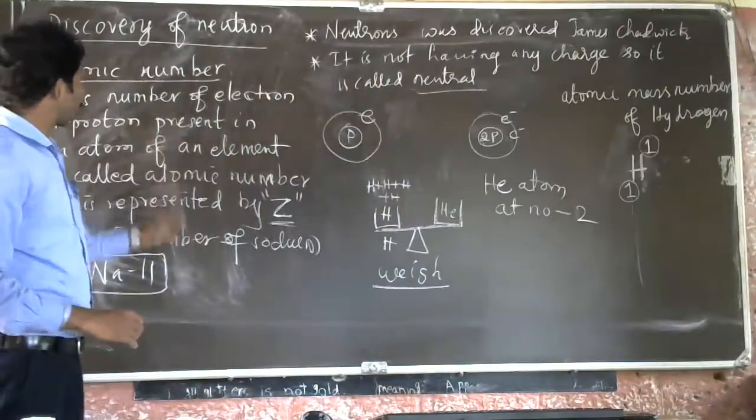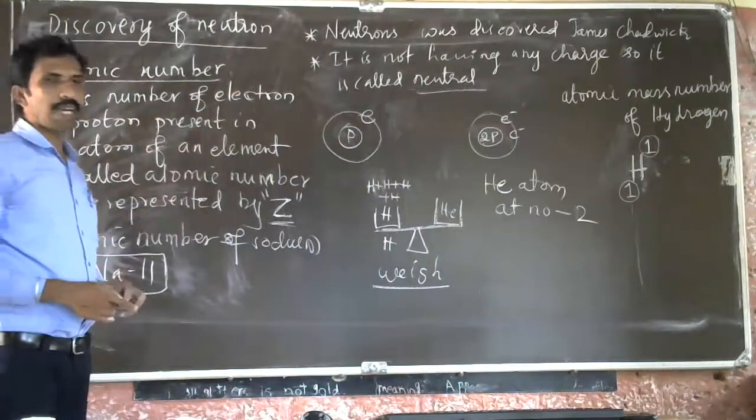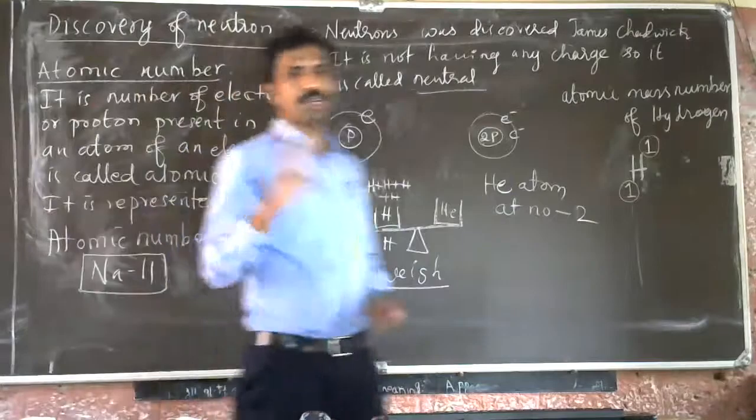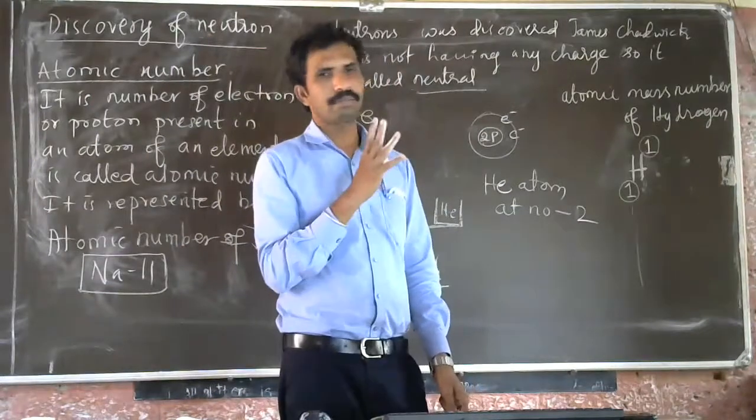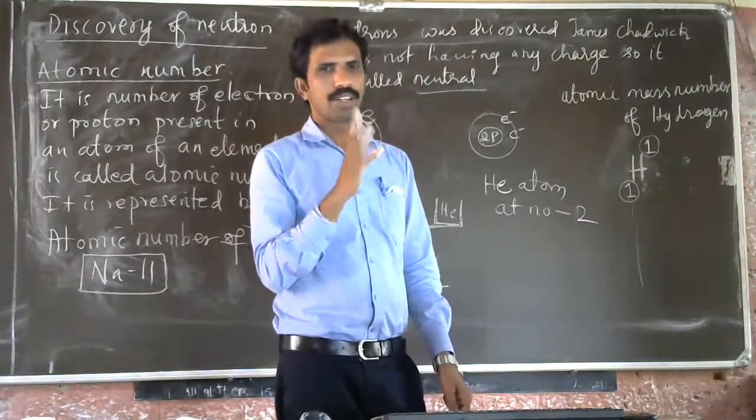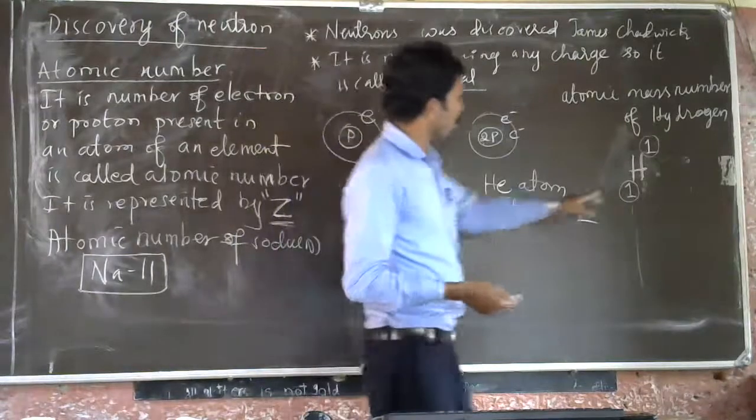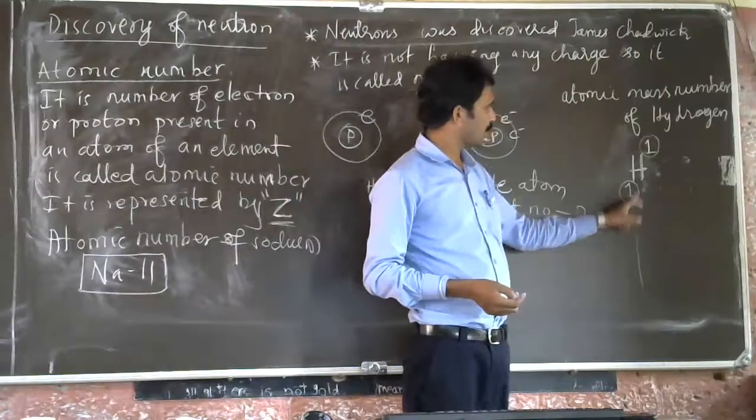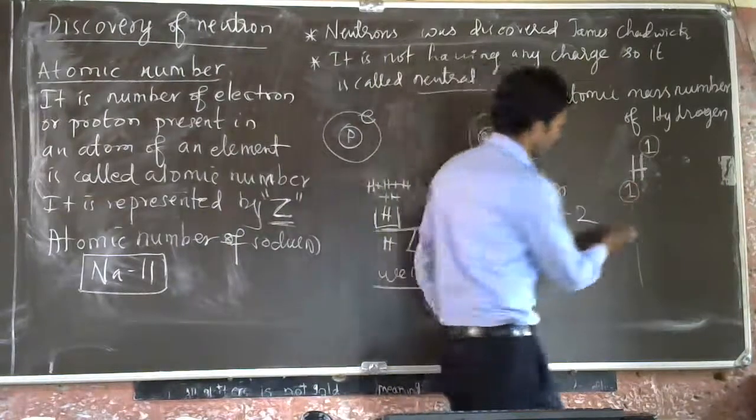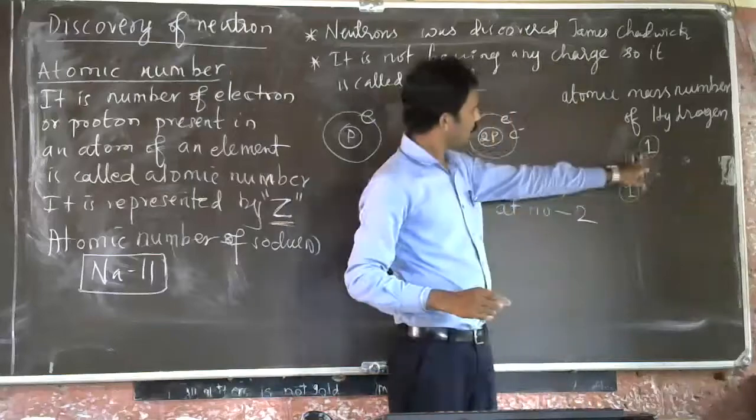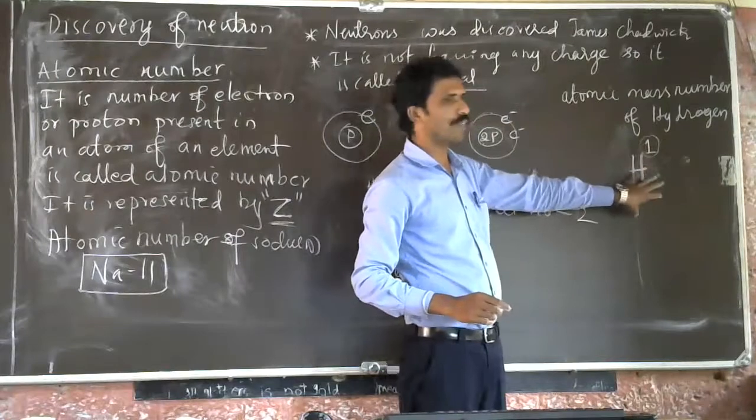So I told you about the atomic number and atomic mass number. Atomic mass number means the number of protons and neutrons present in the nucleus of the atom. This is mass number and this is atomic number. This is how we represent it.